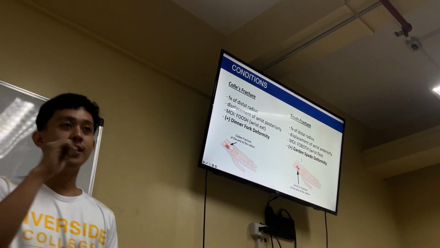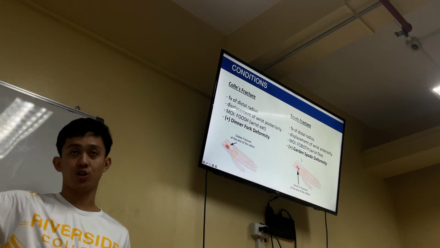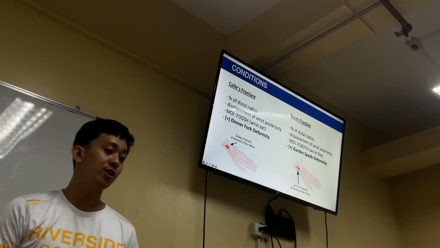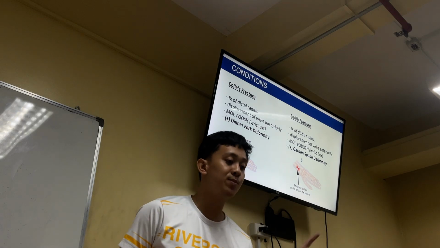Since they mentioned to include the distal radius fracture, the Coles fracture and the Smith fracture are all part of the distal radius fracture. So with the distal radius fracture, actually there are two. We have your Coles fracture and your Smith fracture.